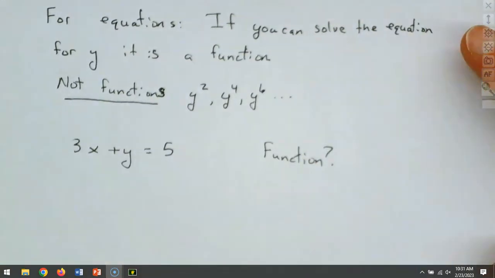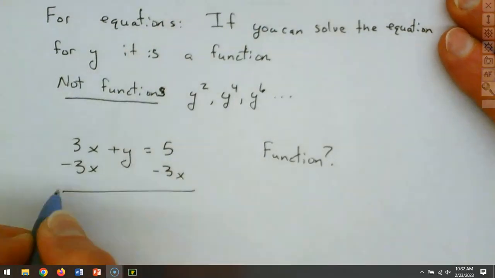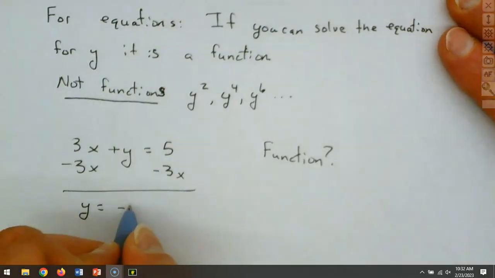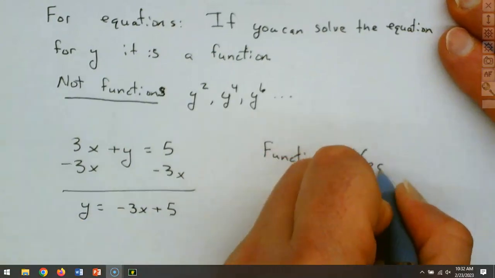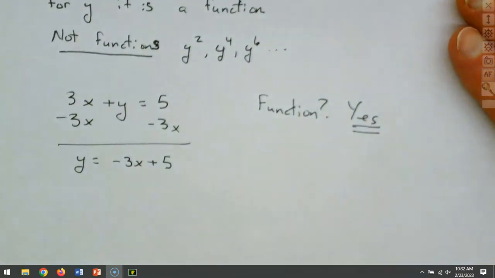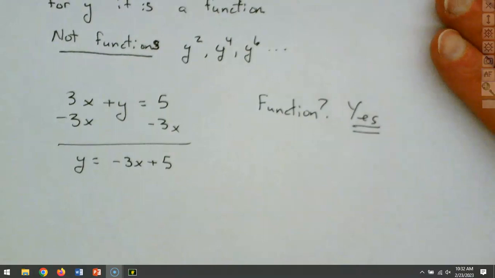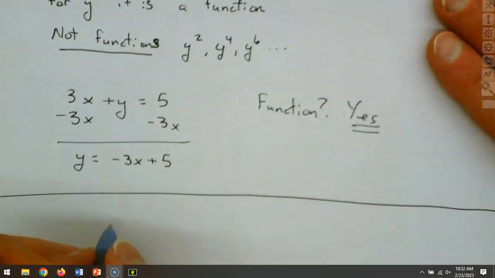Is this going to be a function, yes or no? Yeah. Why is it a function? Can I solve it for y? Sure can. If you're able to solve it for y, it is a function. Not y squared, not y cubed, anything like that. So that one was a function. Let's look at another one.